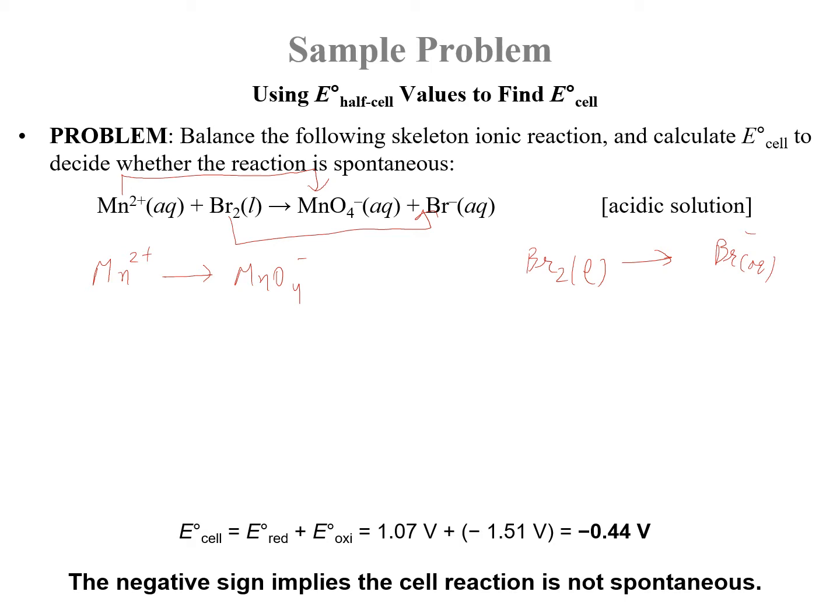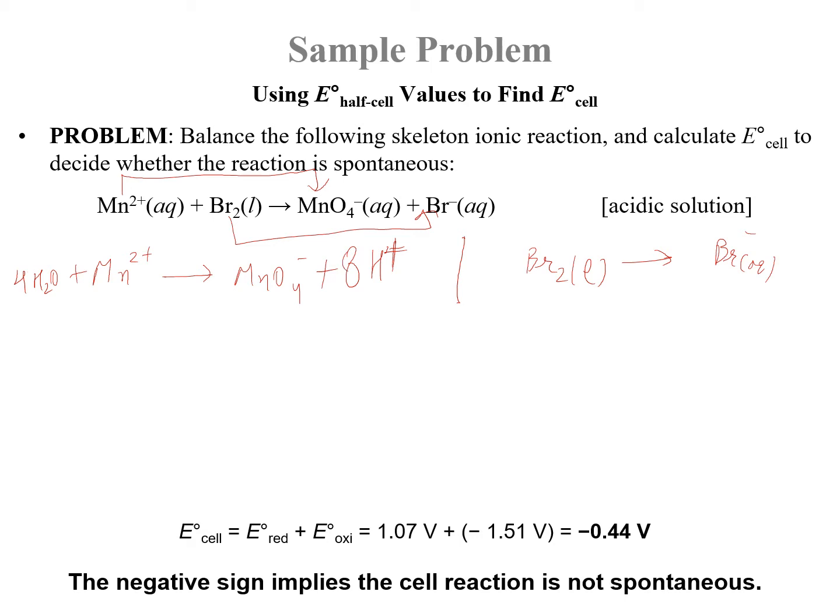If I start balancing this, what do I have? We'll balance one reaction at a time. Mn2+ is changing to MnO4 minus, 1 Mn on this side, 1 Mn on this side. Next I balance oxygen. I have 4 here, so I add 4 water, 4 H2O. Oxygen's balanced. Next step is to balance hydrogen. To balance hydrogen, I add protons. I have 8, so 8 protons. I'm going faster because I'm assuming you have practiced the previous video.